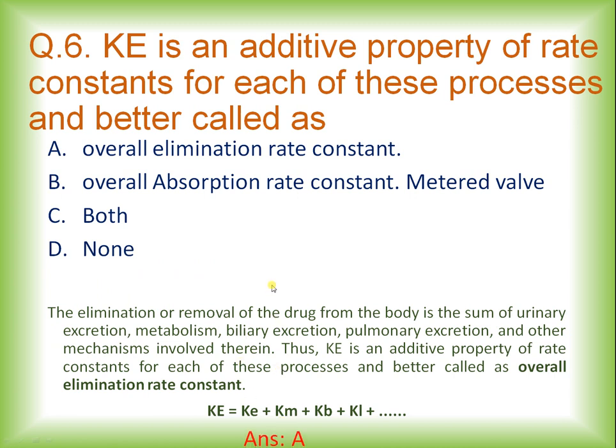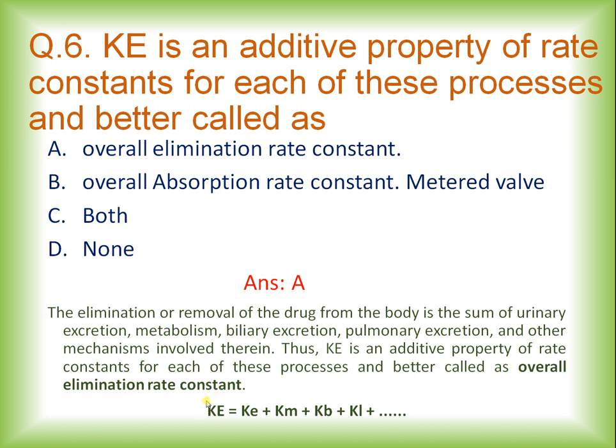The right answer is option A. Ke is also called the overall elimination rate constant. The elimination or removal of the drug from the body is the sum of the urinary excretion, metabolism, biliary excretion, pulmonary excretion, and other mechanisms involved therein. Thus Ke is an additive property of a rate constant for each of these processes, and it is better called the overall elimination rate constant.